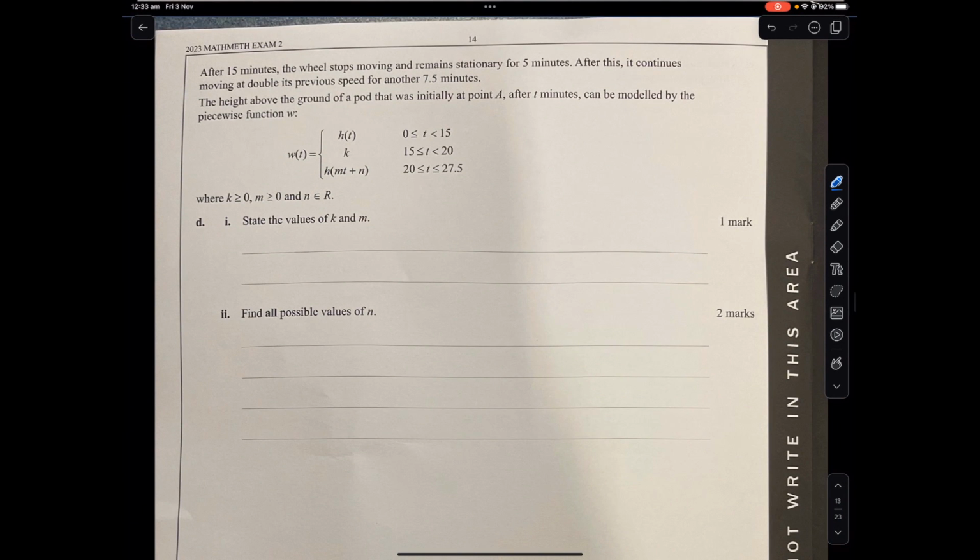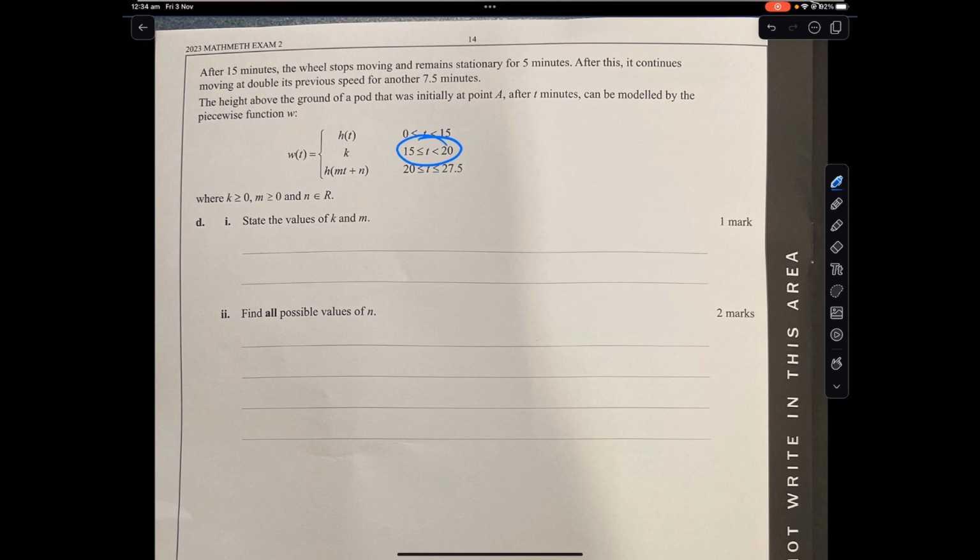After 15 minutes, the wheel stops moving and remains stationary for 5 minutes. After this, it continues moving at double the speed of its previous speed for another 7.5 minutes. The height above the ground of the pod that was initially at point A after t minutes can be modeled by the piecewise function, where k is greater than 0 and m is greater than or equal to 0, where n is an element of all reals. Okay, so h of t, makes sense. So from 0 to 15 minutes, the wheel stops moving and remains stationary for 5 minutes.